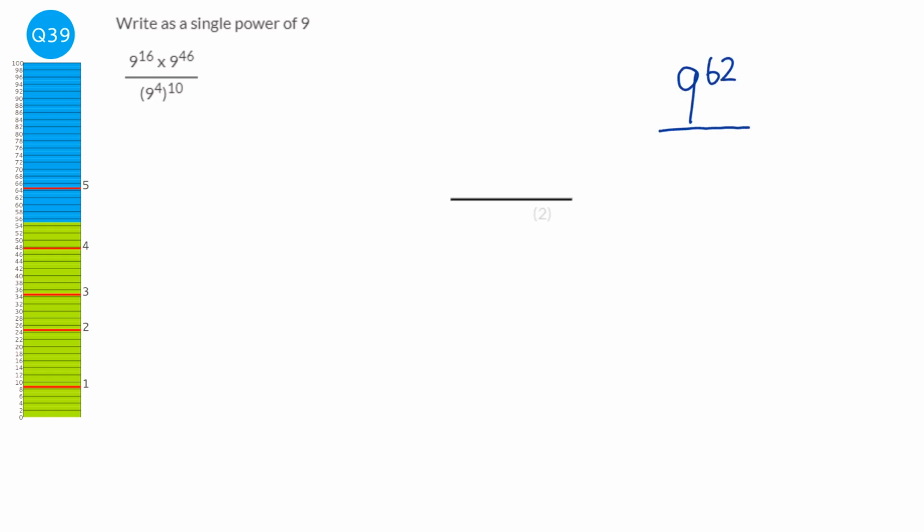And looking at the denominator, well, you've got a power inside and outside the bracket. Whenever you have that, you can just multiply them. So it'd be 9 to the power of 40. Now, whenever you've got a division between two powers of the same base, which we have here, 9 to the power of 62 divided by 9 to the power of 40, we just take away the indices. So it'd be 62 take away 40, which will be 9 to the power of 22. So our answer is 9 to the power of 22.